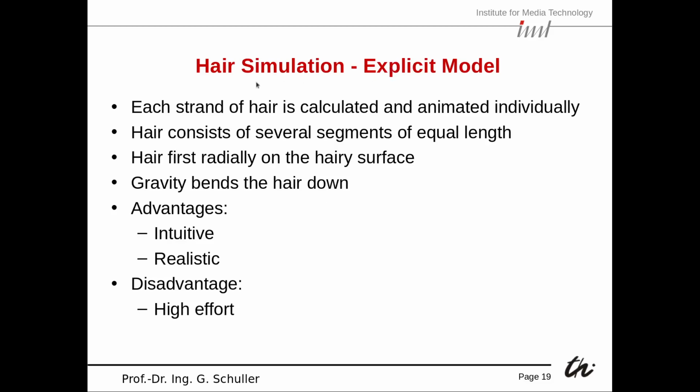So the explicit model uses each strand of hair, which is calculated and animated individually, and hair consists of several segments of equal length. The hair first is radially on the hairy surface, like the head, and gravity bends the hair down. The advantage here is that it is intuitive and realistic, but the disadvantage is that it needs high computational complexity and high computational effort.